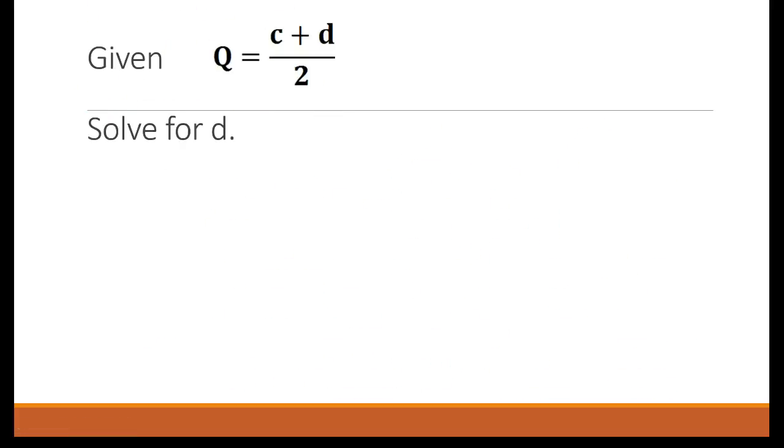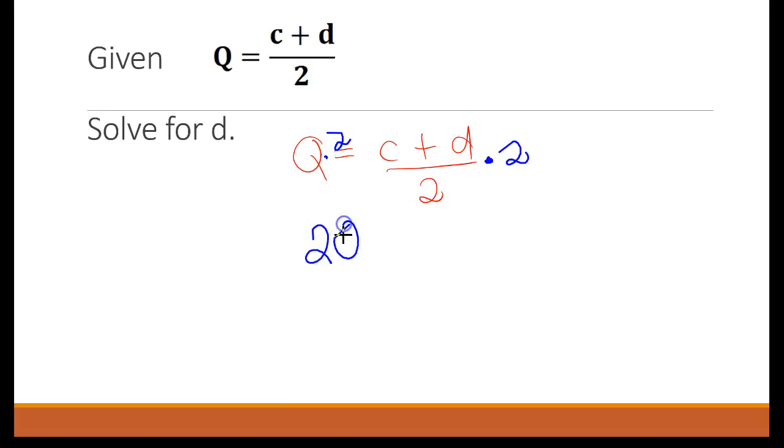Alright, here's another formula, q equals c plus d over 2. And we're asked to solve for d. Again, we have a fraction, so we always want to get rid of that fraction, that rational first. In order to get rid of that 2, since that's division, let's go ahead and multiply both sides by 2. That'll get rid of that 2. If you multiply this by 2, what you have is 2q equals, the 2's will cancel out on this side, c plus d.